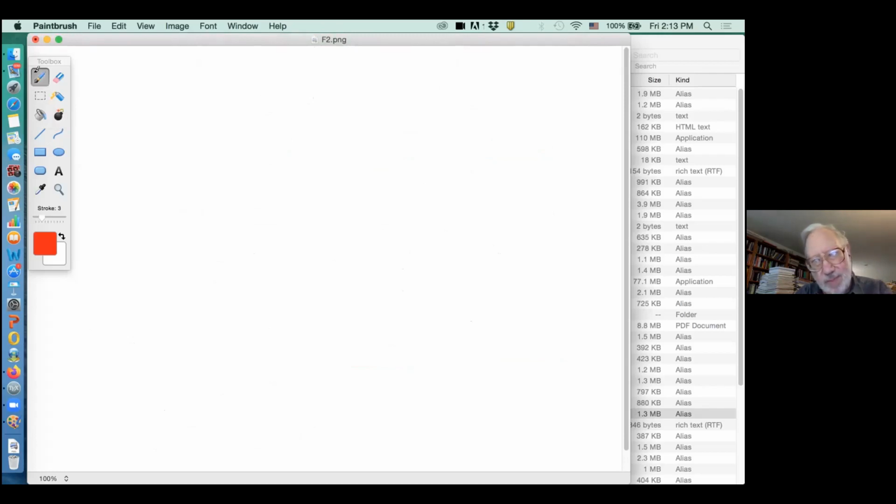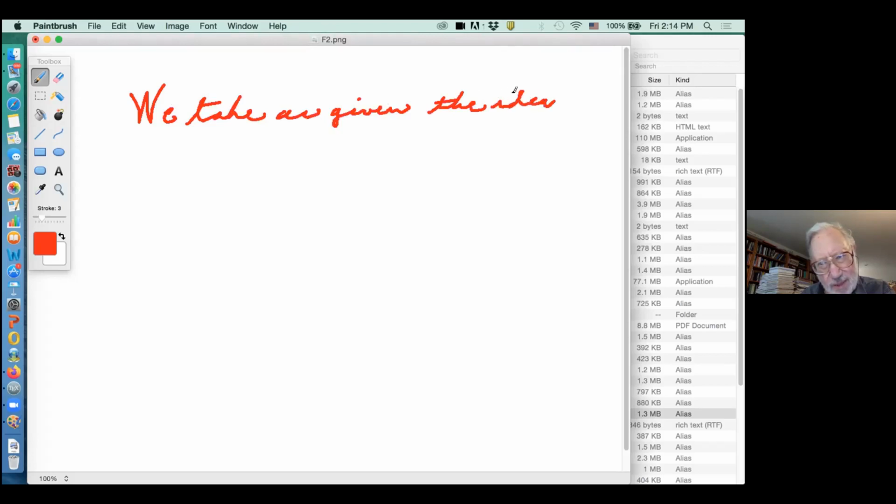So he said, in language, we take as given the idea of distinction and the idea of indication.